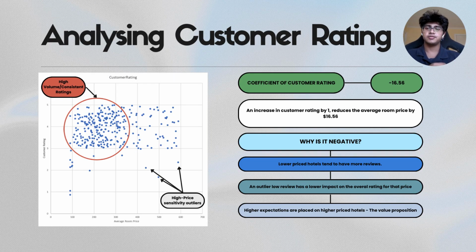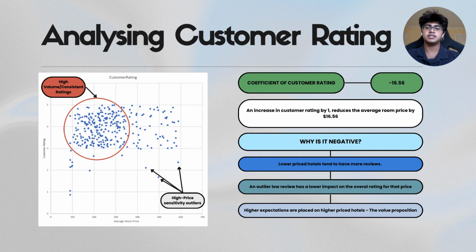The most counterintuitive finding in our regression is the negative 16.56 coefficient for customer ratings. While this sounds like quality isn't being rewarded, our scatter plot helps us see the true story. If we look at the red circle, we see a massive cluster of high volume but lower priced hotels. These budget and mid-scale options maintain very consistent 4 to 5-star ratings because they hit their value proposition perfectly. Customers have more realistic expectations and are more frequently satisfied by what they experience at this more affordable pricing.